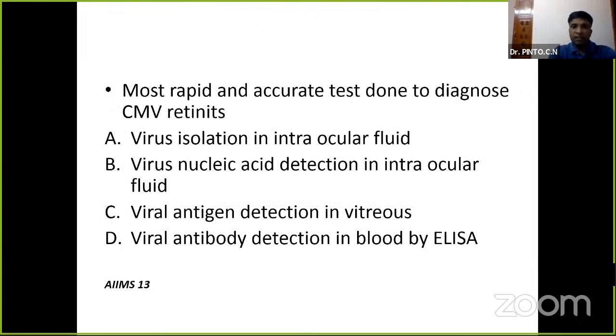The most rapid and accurate test to diagnose CMV retinitis: virus isolation in an intraocular fluid, virus nucleic acid detection in an intraocular fluid, viral antigen detection in a vitreous, viral antibody detection in a blood by ELISA. Again, this is a straightforward question. The answer is B, that is detection of nucleic acid, the DNA detection by PCR method, from the fluid which is taken from the intraocular content.